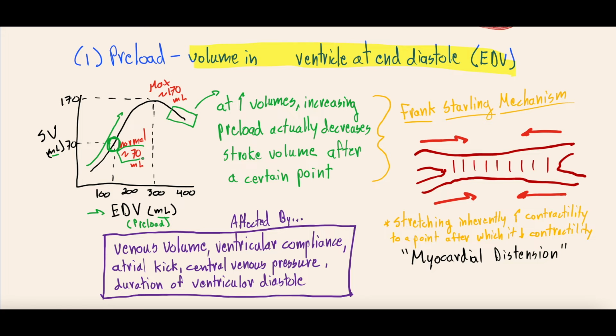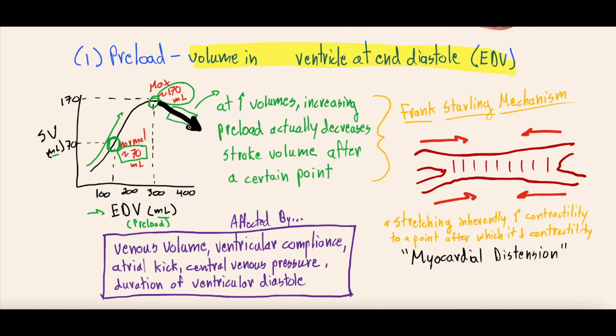It's about 70 milliliters. That is about how many milliliters of blood your heart pumps out with every beat. But as your end diastolic volume or your preload increases, your stroke volume increases as well to a maximum here. About 170 milliliters of blood is about the maximum amount of blood your heart will pump out. So if you're delivering more blood to the ventricle, that end diastolic volume is increasing, your stroke volume is going to increase.